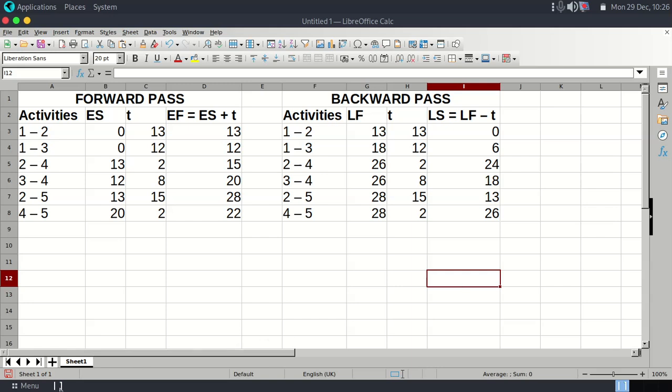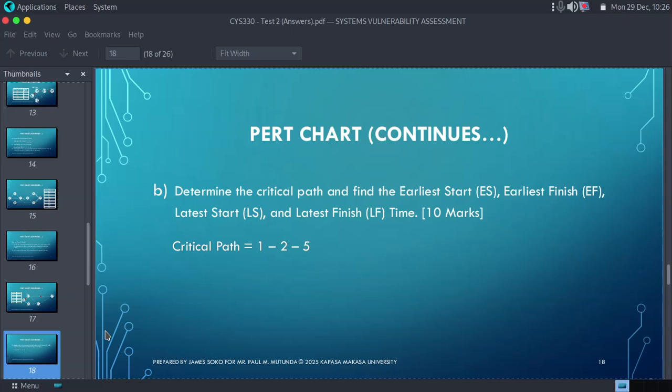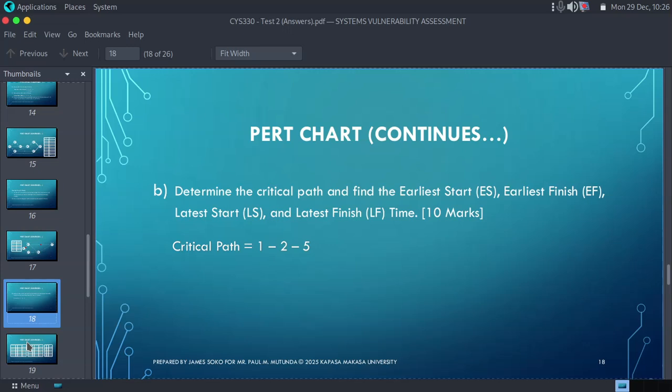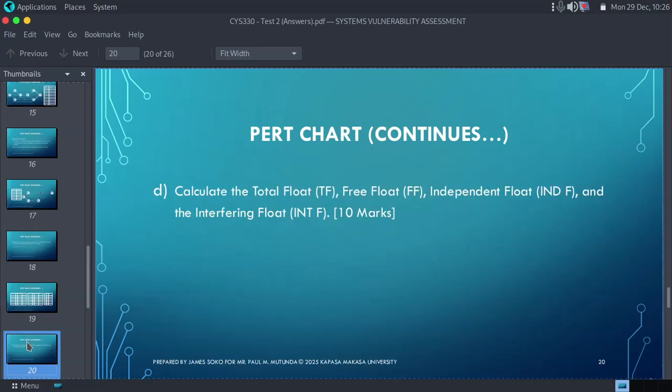It means we've answered this particular question, which is 10 marks, just to calculate that. Now we don't end here, things are starting to get interesting. This question is supposed to be here now. The question is telling us to calculate the total float, free float, independent float, and interference float. If you want to understand these in terms of the definitions, you can read the handouts, which are valuable.